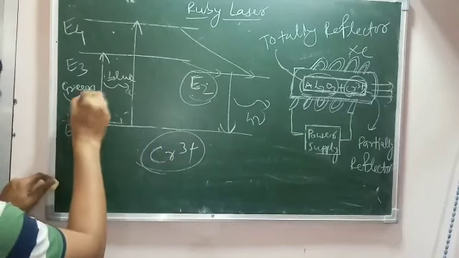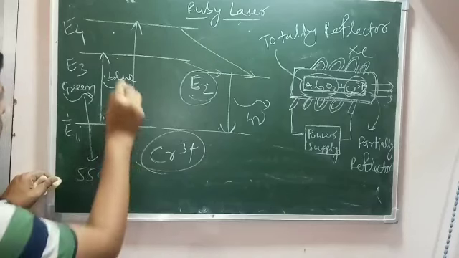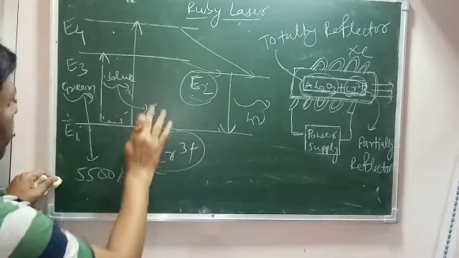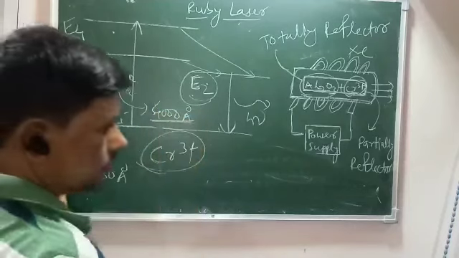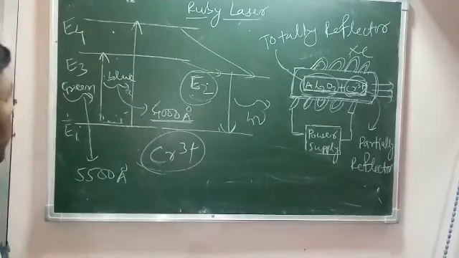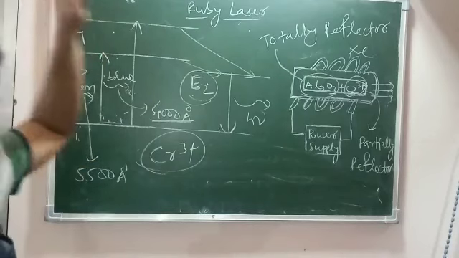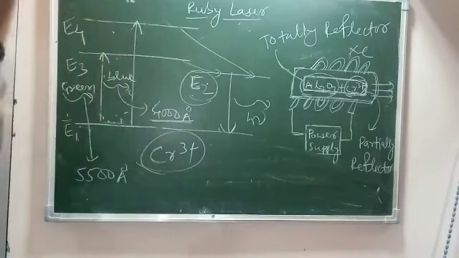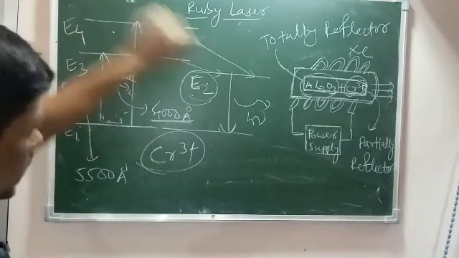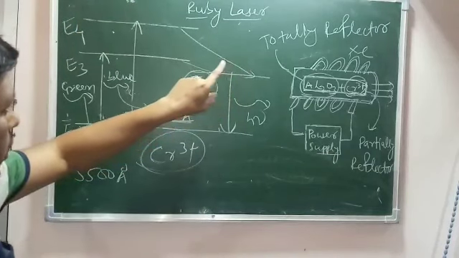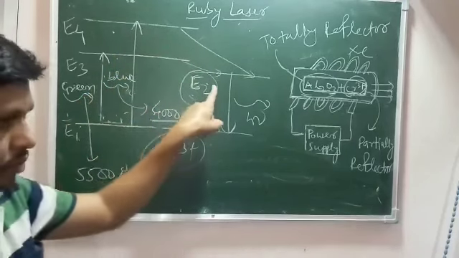The wavelength of the green light is around 5500 angstrom, and the wavelength of the blue light is around 4000 angstrom. When the atoms come into the E3 and E4 states, which are highly unstable states, the particle does not stay there for long and loses its energy, undergoing E3 to E2 and E4 to E2.